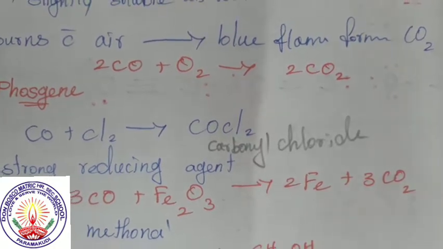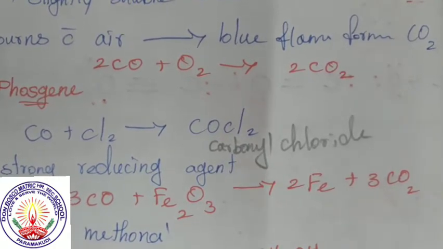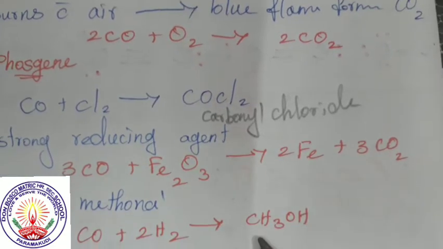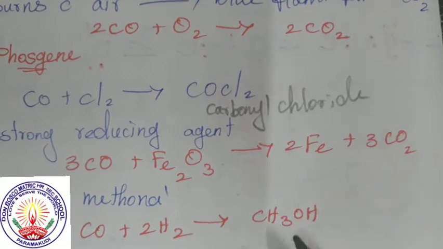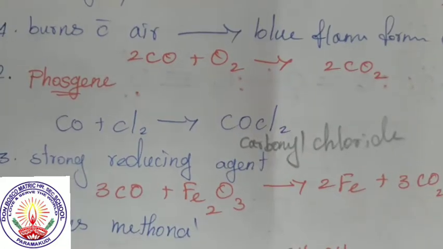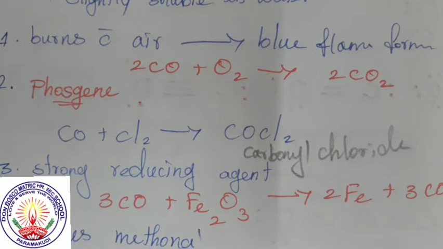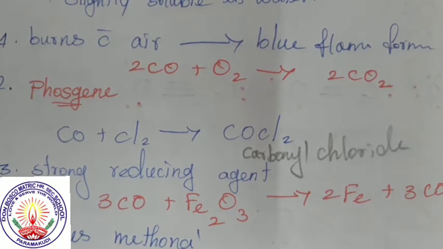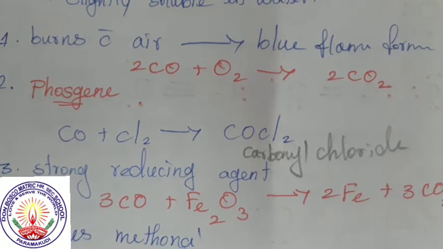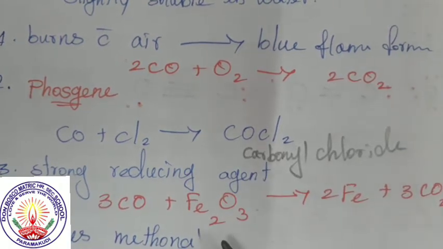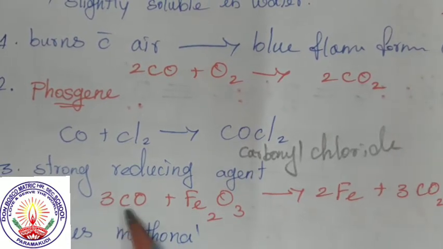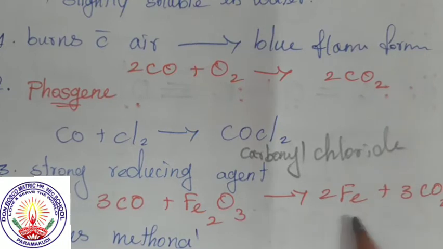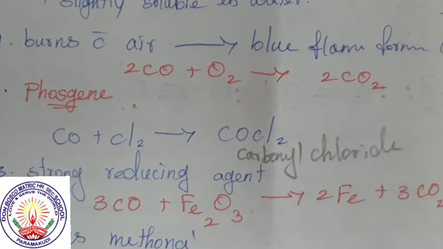That is, when this carbon monoxide is treated with hydrogen, we get CH3OH, that is, we get methanol. Its important property is it is a strong reducing agent. It is used as a strong reducing agent. For example, ferric oxide. See, when this carbon monoxide is treated with ferric oxide, we are getting ferrous plus carbon dioxide.